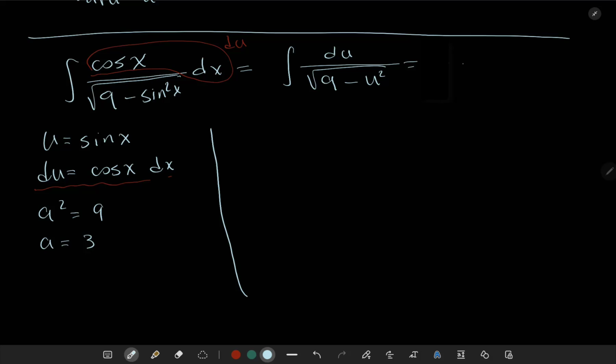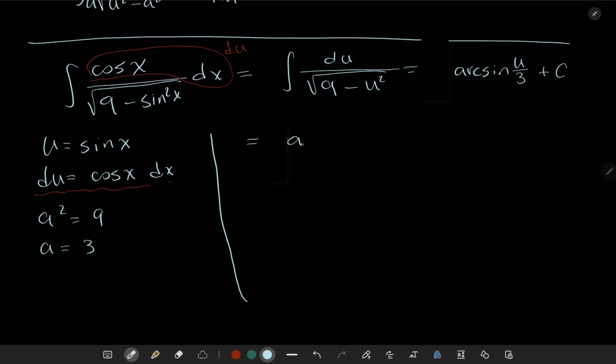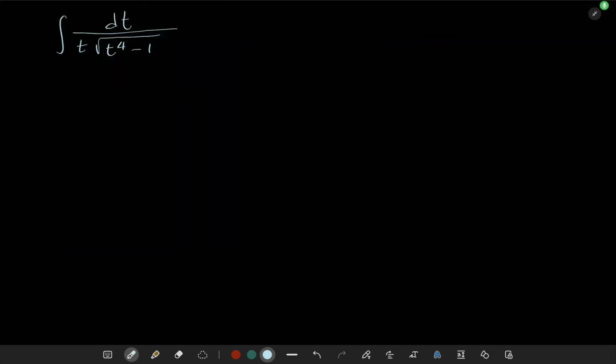All right, so the arc sine of u over a, in this case, is just u over 3 plus c. Sine of x over 3, sorry. Plus c. One last one.